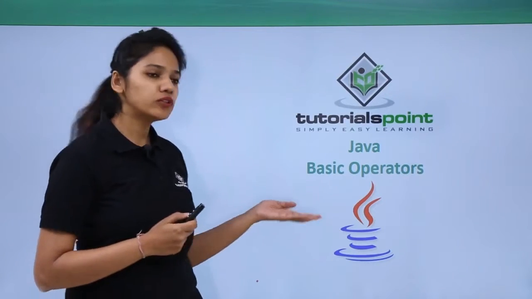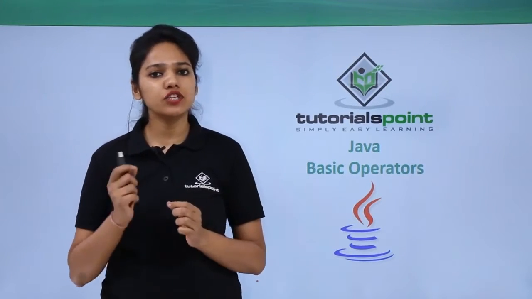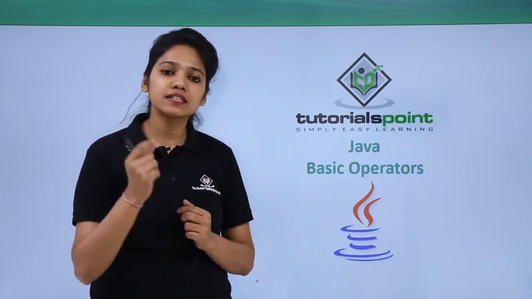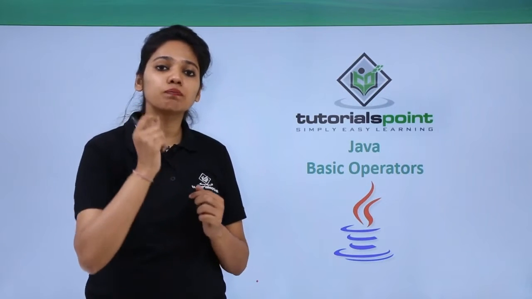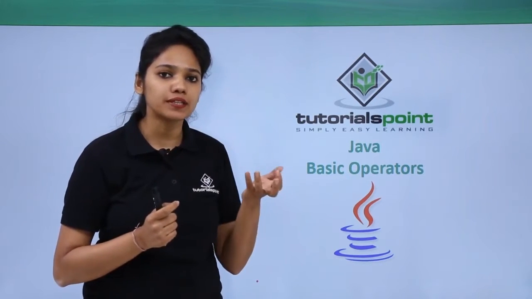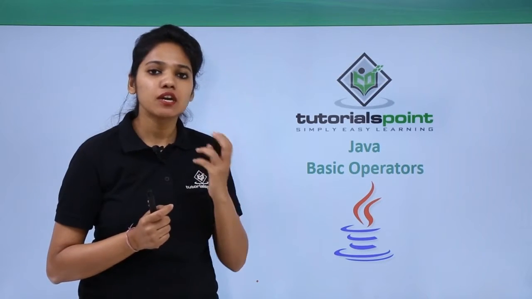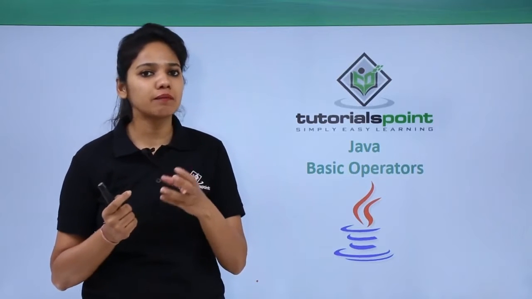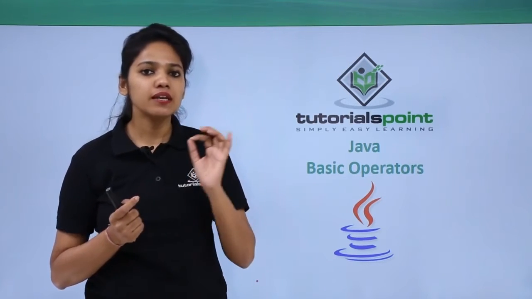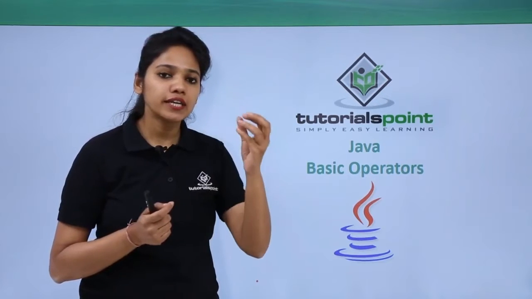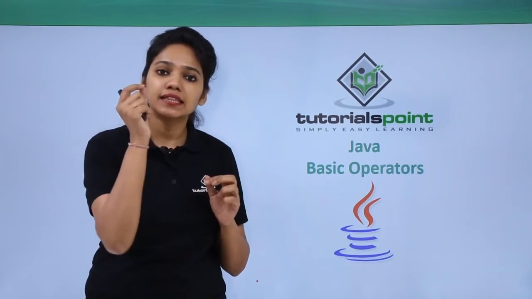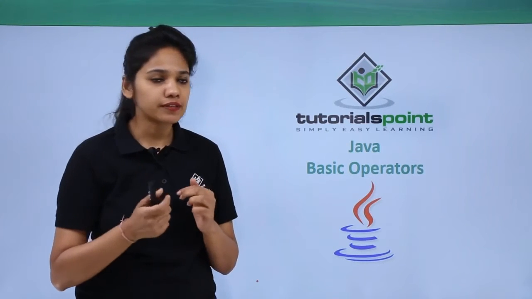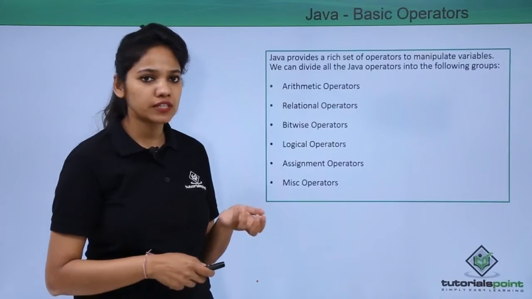So let us learn about the basic operators. What are these Java basic operators? Normally, operators are things that help you perform operations over your operands. Operands are nothing but your variables, which help you store some value. For example, you have integers where a is equal to 10, b is equal to 20. Here a and b are your operands, and the equal sign, plus sign, minus sign, all these are operators. So let us understand each of these operators.